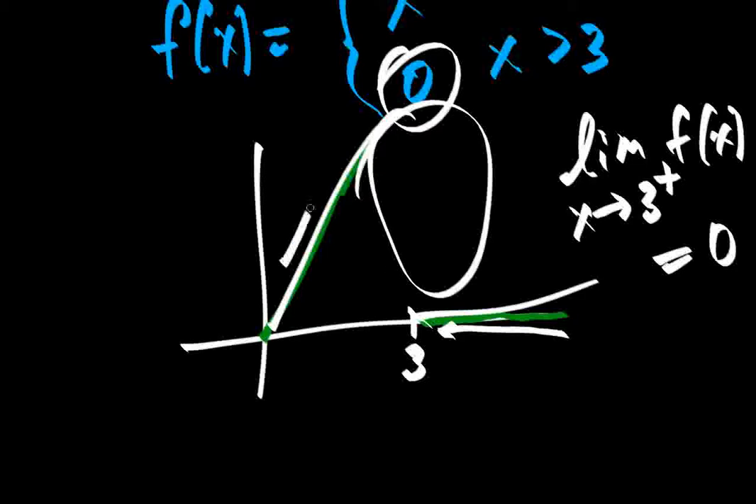And graphically, this side looks like I'm trending over here, and from this side, it looks like I'm trending over there. Those arrows clearly don't match up, so the overall limit doesn't exist because the left-sided limit points to something, and the right-sided limit points to something completely different.